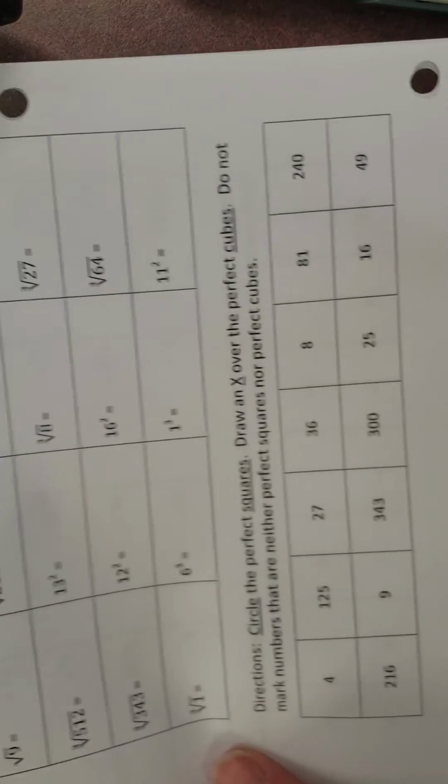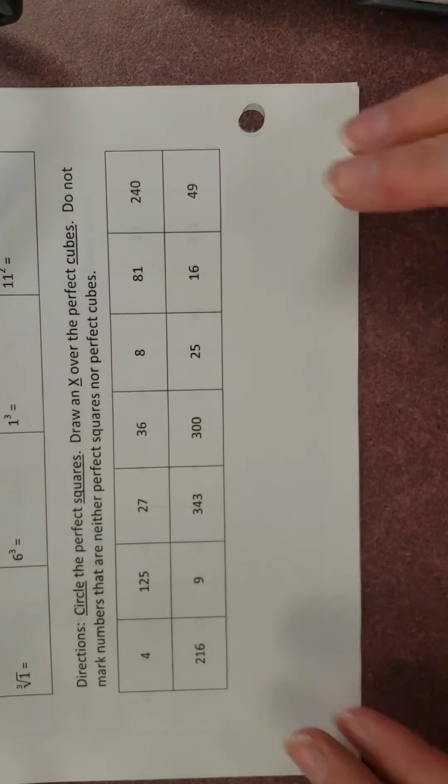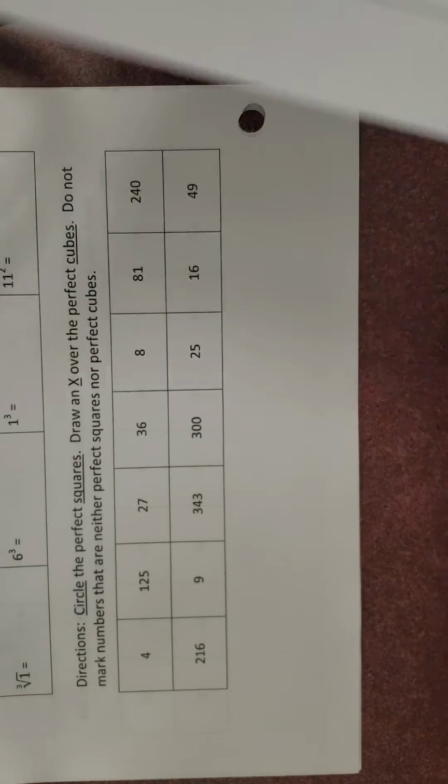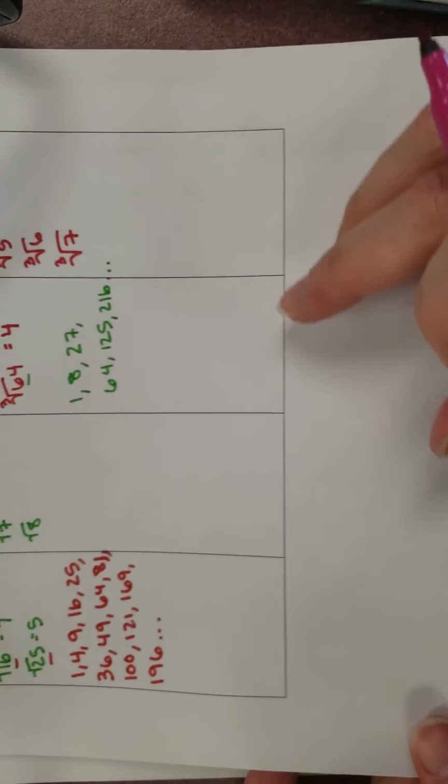At the bottom, you are to circle your perfect squares, draw an X over the perfect cubes, do nothing for numbers that aren't either of them. And then on your worksheet on the front of it, I do know that there are a couple that are going to have both perfect squares and perfect cubes. So I recommend that you go back to your notes.